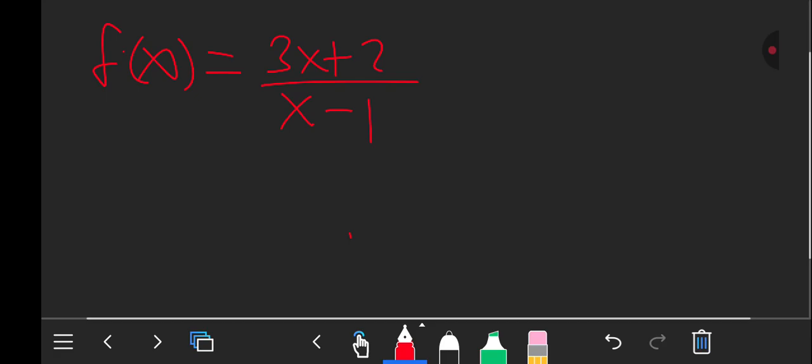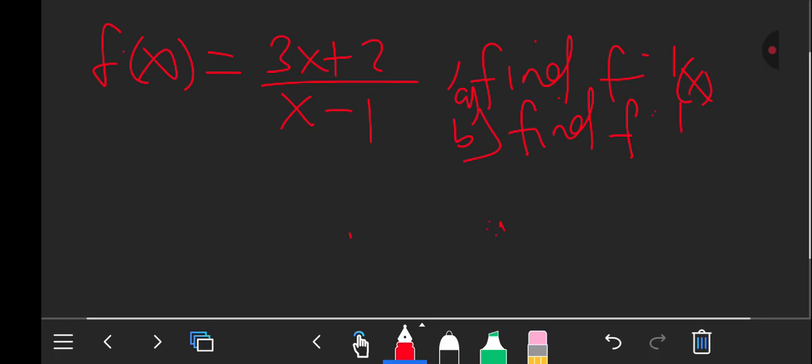So the same thing. Find A, f inverse of x. B, find f inverse of negative 2. Let's say negative 2. So start by finding f inverse of x.